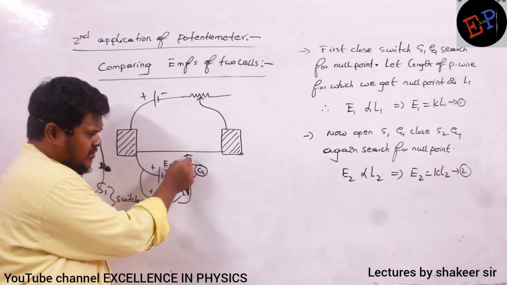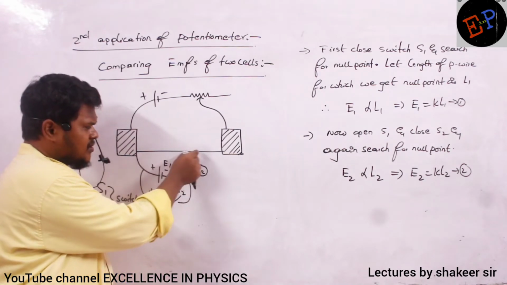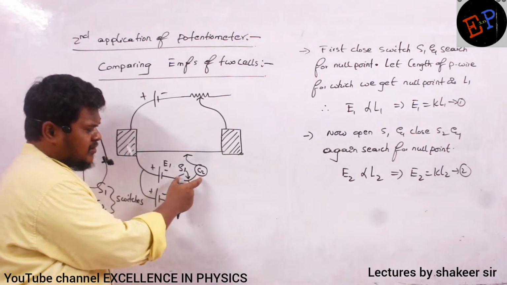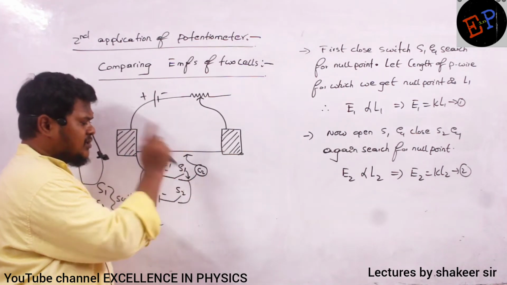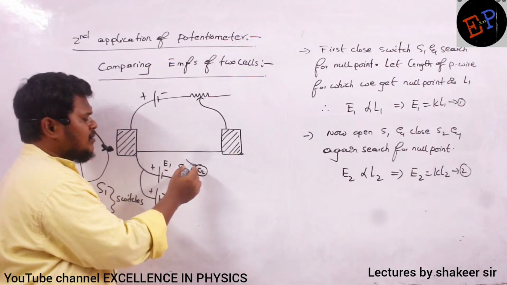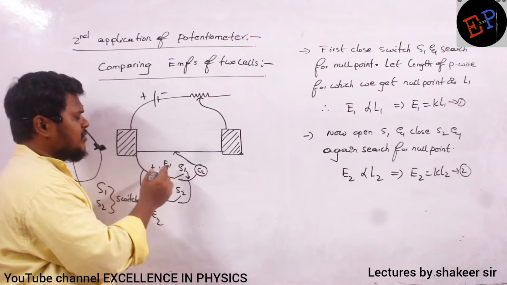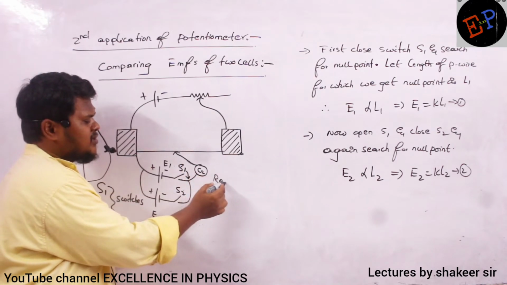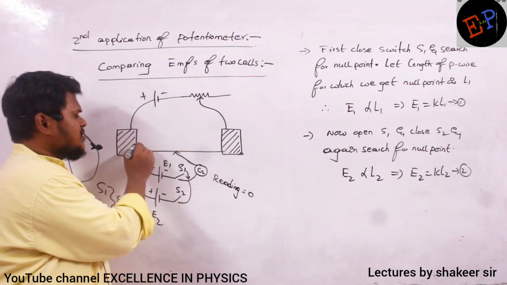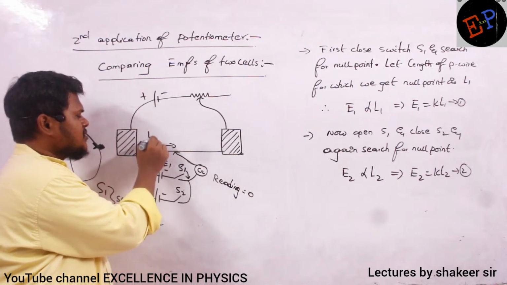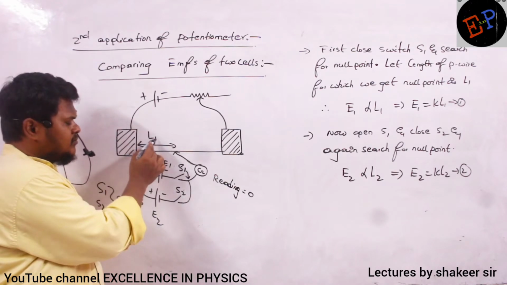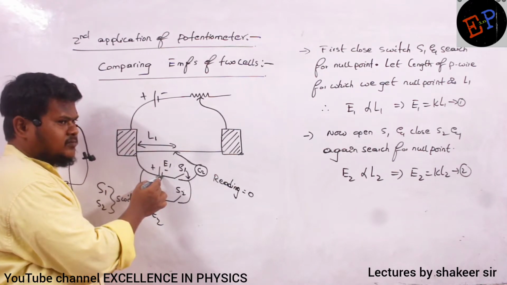So I will take this jockey and start sliding it on the potentiometer wire. Wherever I get the galvanometer reading to be 0, that length I will call L1. For example, let us consider when I connected the jockey here, I got the galvanometer reading to be 0. So this length is called L1. And depending on L1, the EMF of this battery will be decided. Are you able to understand?